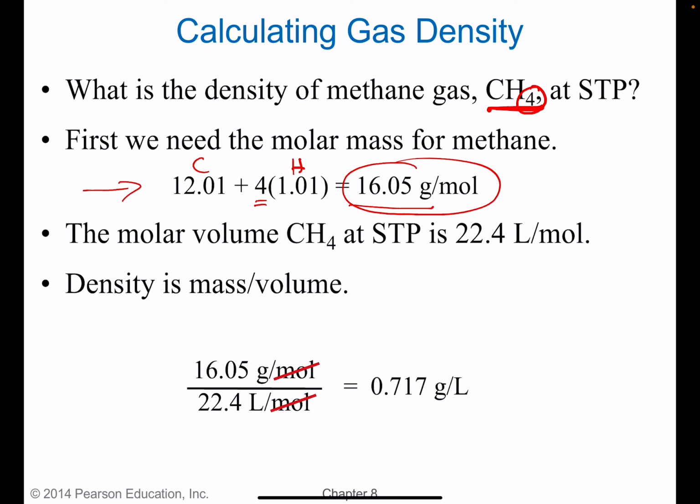The molar volume of methane at standard temperature and pressure is 22.4. So we divide those two numbers, and like I mentioned earlier, moles will cancel and we'll end up with units of grams per liter. And we get 0.717 grams per liter. And I encourage you to do this on your own calculator just to verify that you can replicate the result. You can get the same answer.